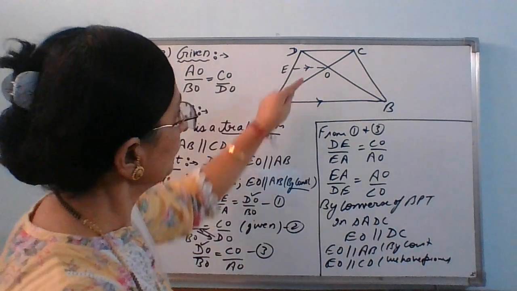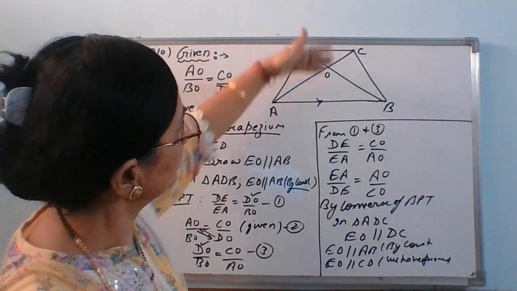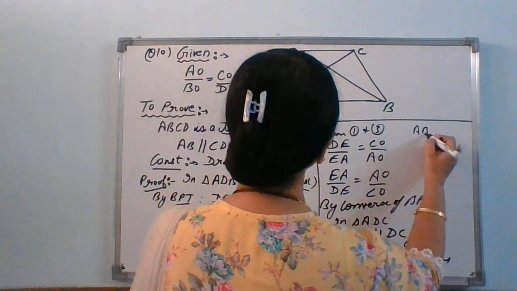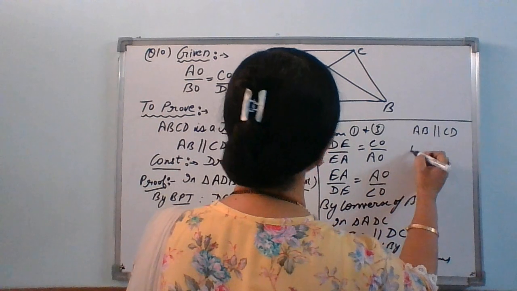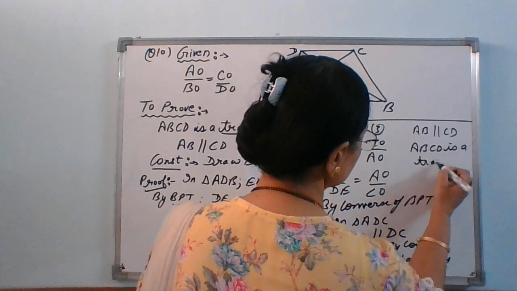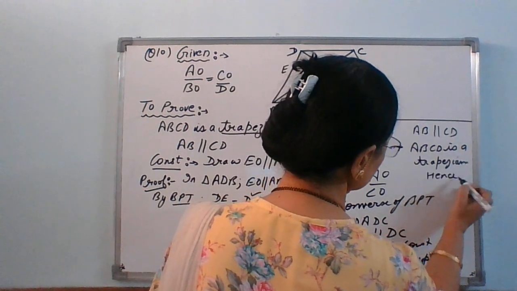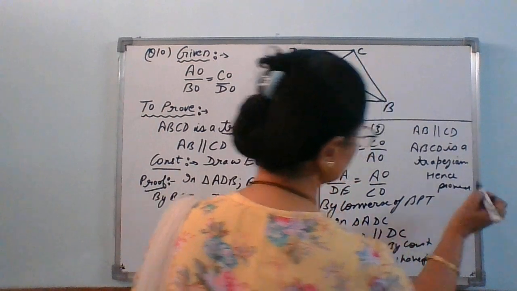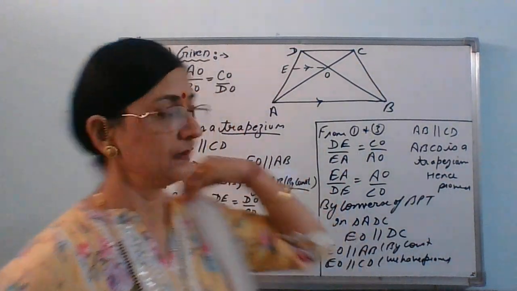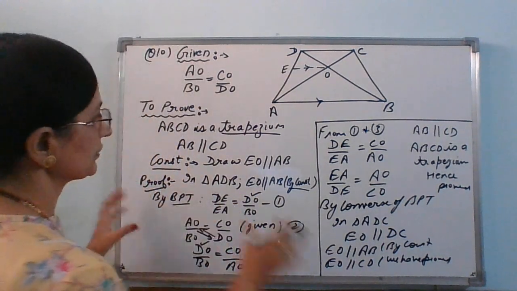So EO was parallel to this. EO we have proved parallel to this. It means AB and CD will be parallel to each other also. So AB is parallel to CD. So we will say that ABCD is a trapezium, right? Hence proved. Done. Okay, I'll repeat this again. It's a lengthwise longer question, right? The solution is too long.